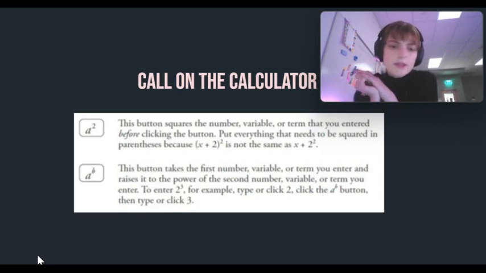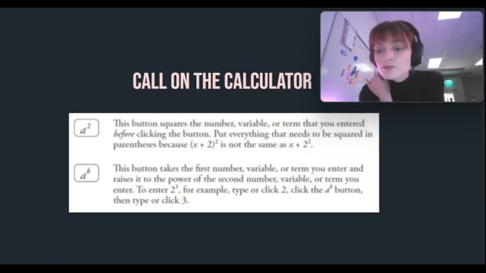The second button that you will find useful is a to the power of b. This button takes the first number, variable, or term that you enter and raises it to the power of the second number, variable, or term that you enter. To enter 2 to the power of 3, for example, type or click 2, choose the a to the power of b button, then type or click 3, and it will solve it for you.